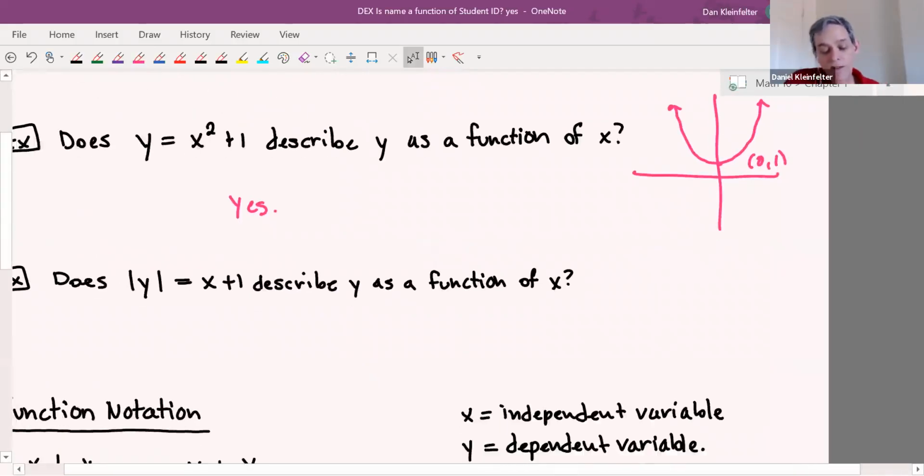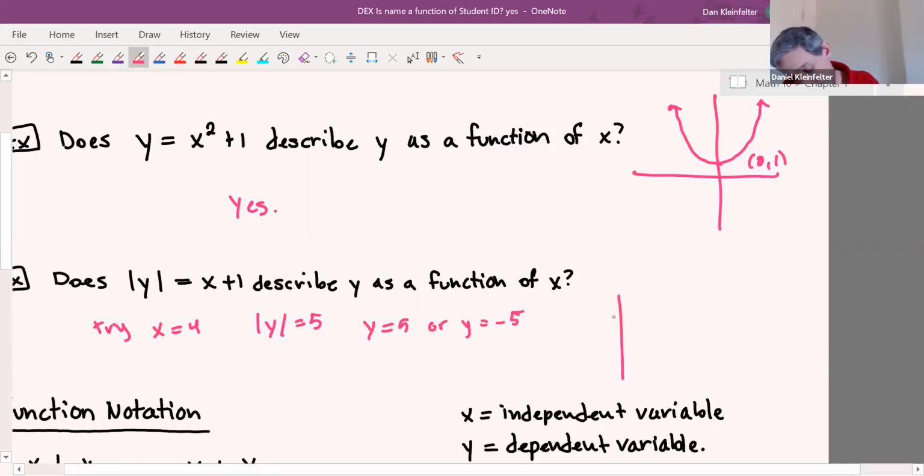Okay, one involving absolute value. Does the absolute value of y equal x plus 1 describe y as a function of x? Well, again, we'll pick out a value for x and see if we get a unique y. Let's try x is equal to 4. When x is 4, x plus 1 will be 5, right? So the absolute value of y would be 5. Is there only one y that fits that description? No, there are two, right? y could be 5 or y could be negative 5.